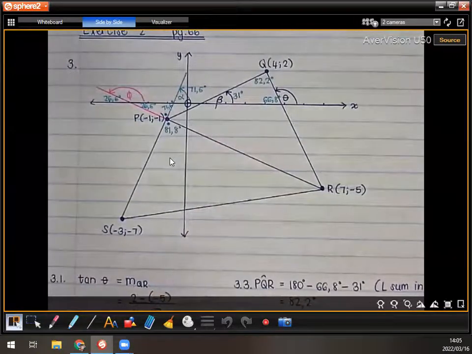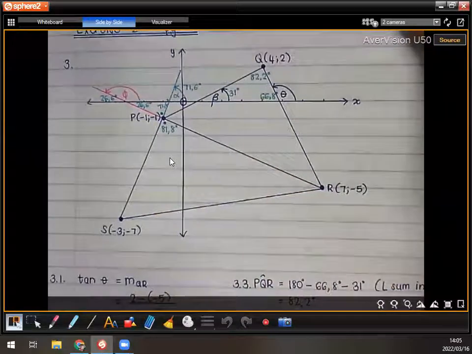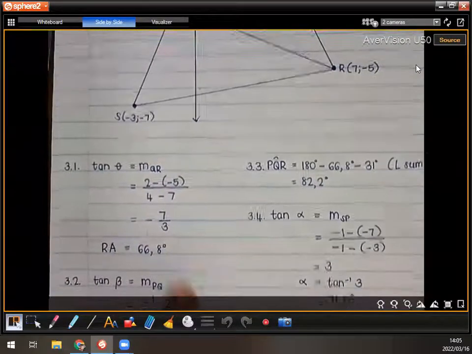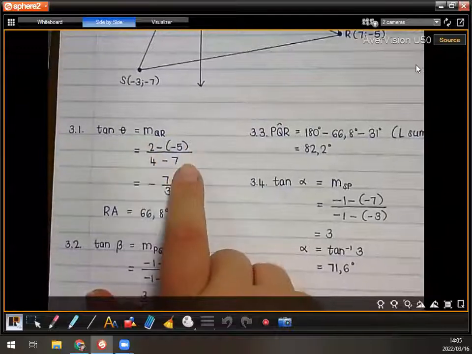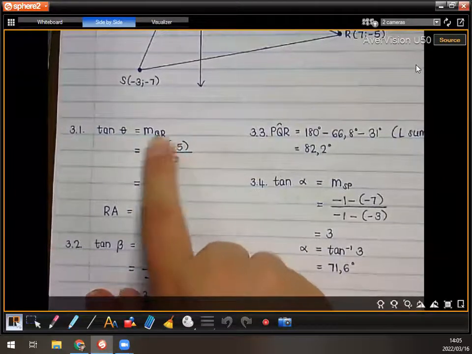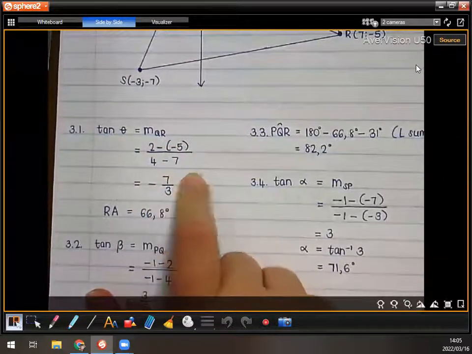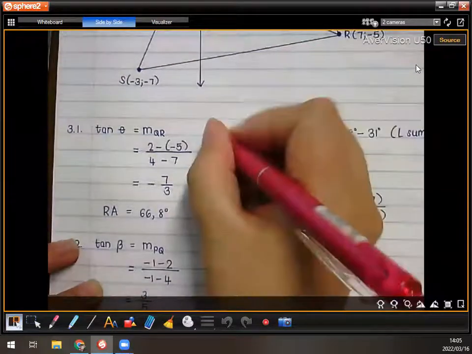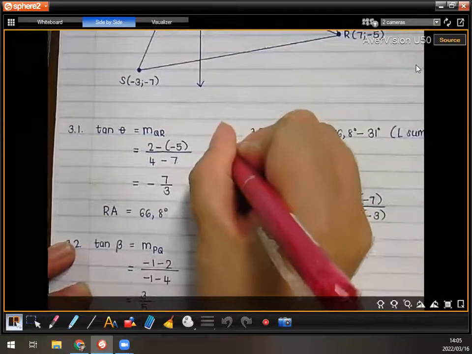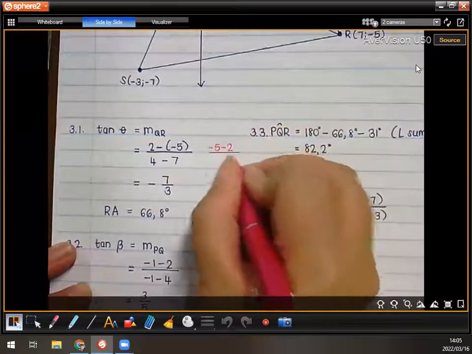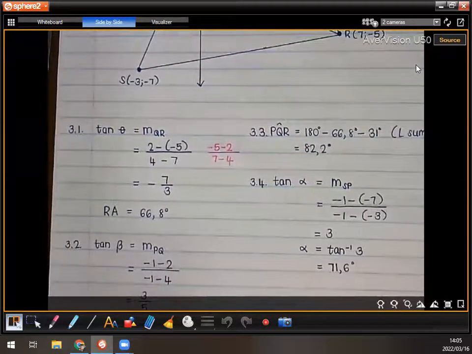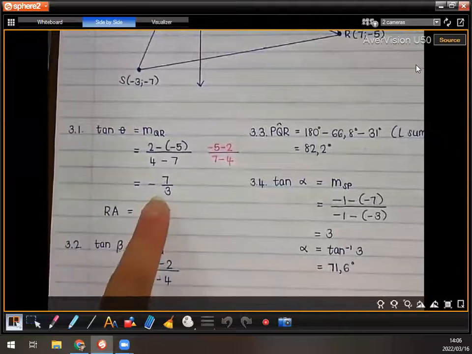And you're not always going to have a reference angle. You only do the reference angle when your gradient is negative. So that's what happened in this case. When you're calculating that gradient, you do change in y over change in x. Now this calculation could have been the other way around as well. You could have said -5 minus 2 over 7 minus 4, that's perfectly fine. We'll get the same answer. It's still -7 over 3.